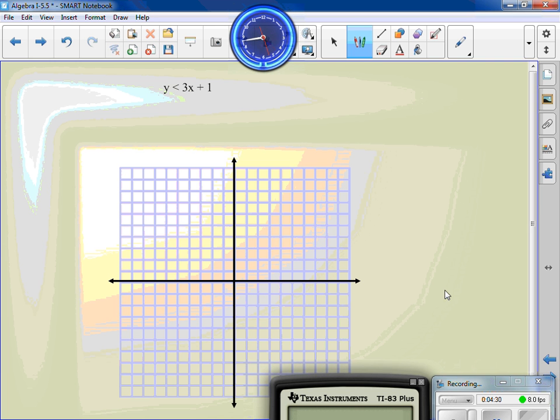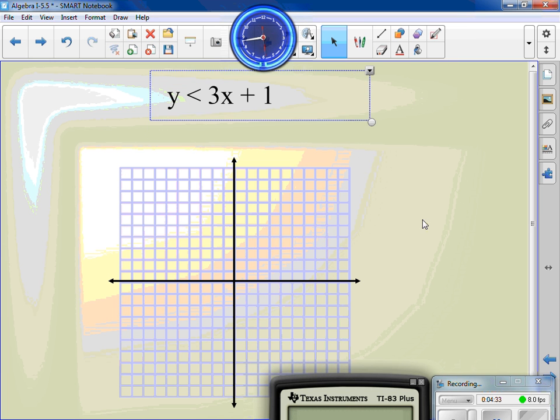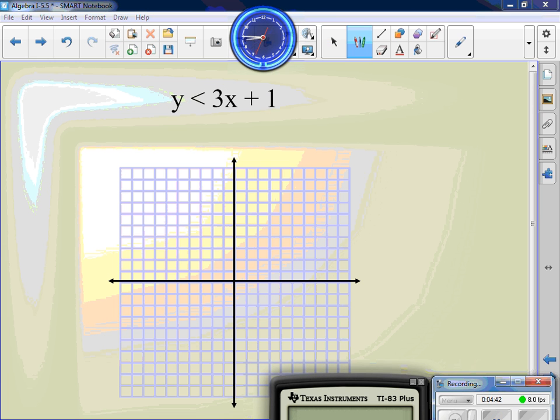Here's this one. I have y is less than 3x plus 1. In the next quadrant over, try this problem. Where do I start on this problem? I start up 1 because of this plus 1. Why do I go up 3? The slope is 3, and the slope really means 3 over 1, if you think of what slope means: rise over run. From this point, I must rise 3. 1, 2, 3. I must run 1.